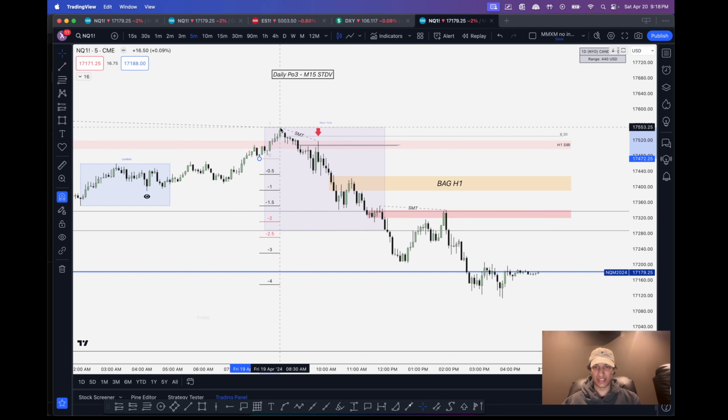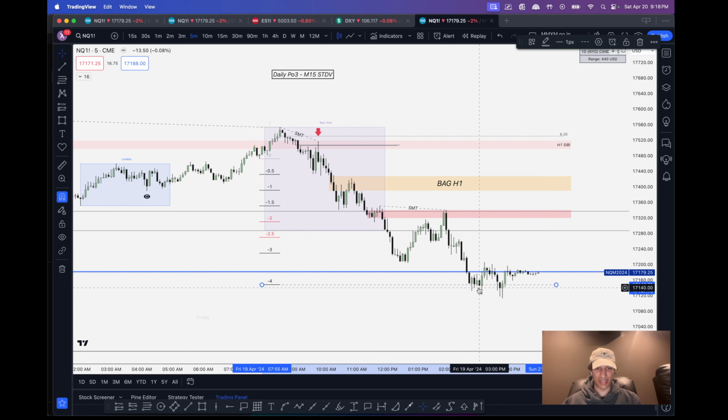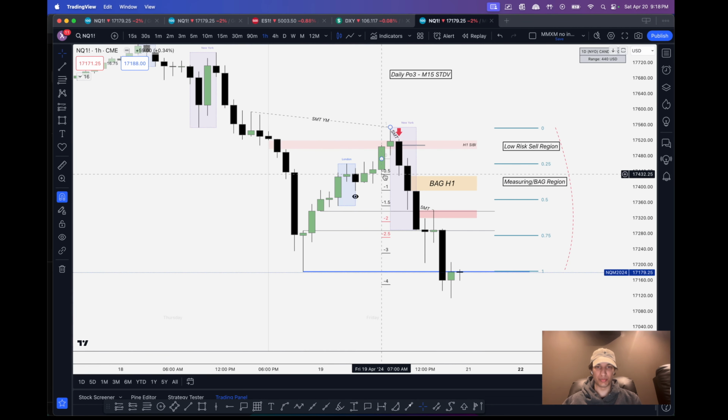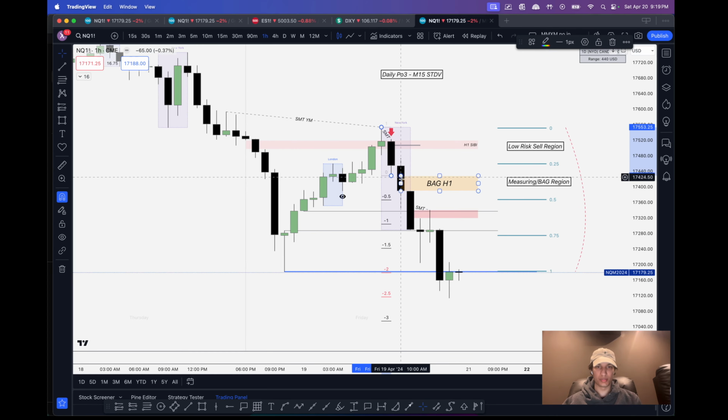So although the standard deviation projection is very nice and it maps very, very nicely to our targets, for example, this 4th deviation is essentially the low of the day, I now will prefer to use this breakaway gap as my standard deviation projection. So I will go from the top of the price move, or the high of it, to the open of this breakaway gap, meaning the first candle in here that forms the breakaway gap.